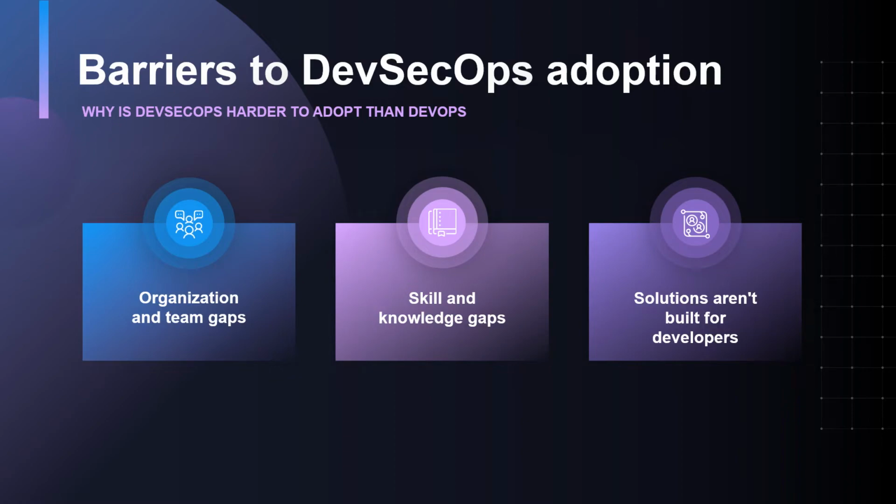Secondly, skill and knowledge gaps. When DevOps and Dev teams don't see security as part of their responsibility, the skill base solely stays within the SecOps team. Third, solutions are not being built for developers, leading to issues like false positives.